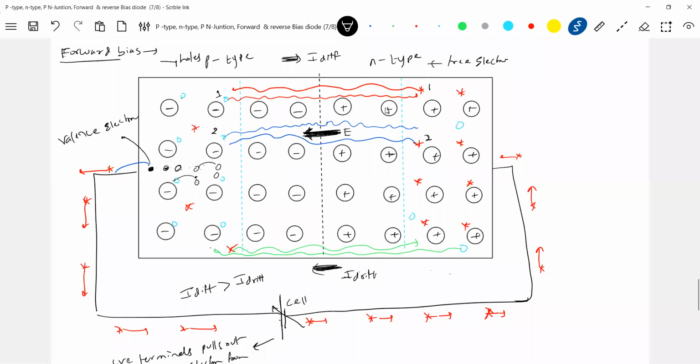Don't say there is no drift current, it will be there, but it will be less. Why will it be less? Because the positive terminal will repel these electrons and will not permit them to move. Okay, all this is the sequence of statements. What's happening to the width of the depletion layer? The width of the depletion layer will decrease here. Sir, how does the width of the depletion layer decrease?